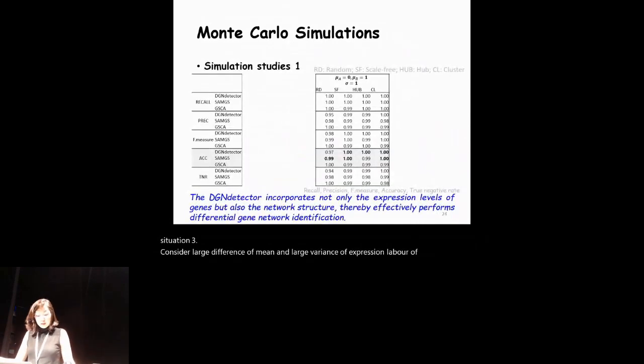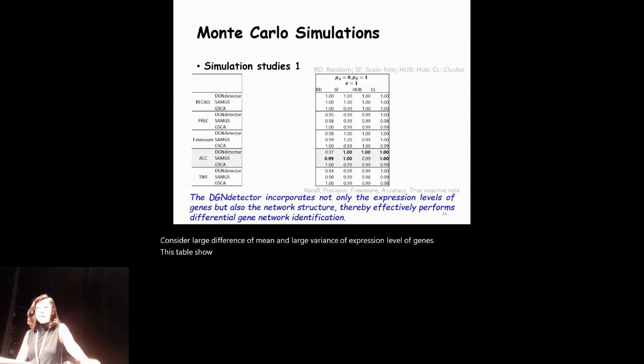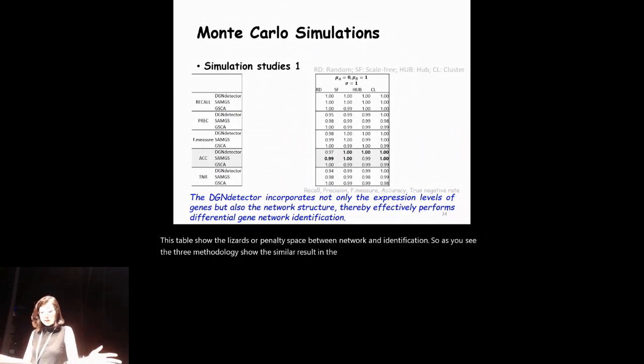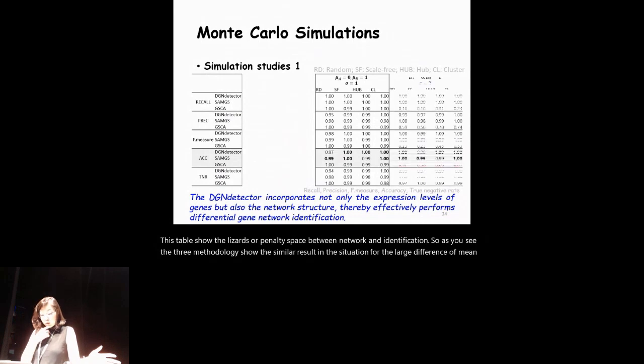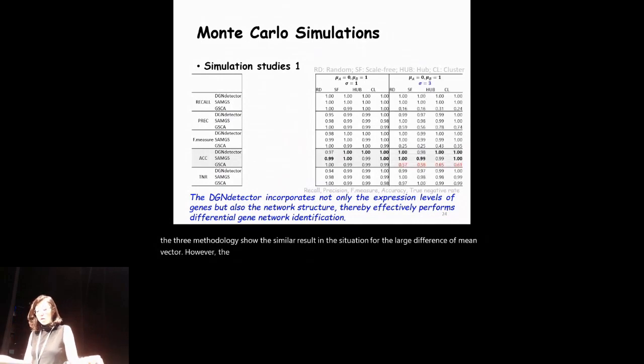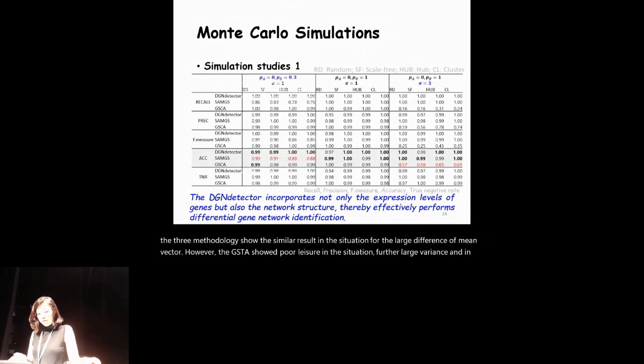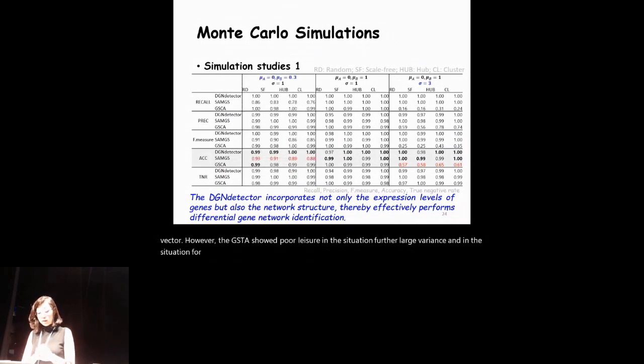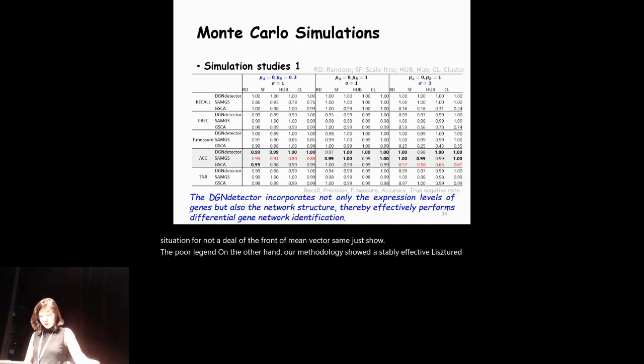This table shows the result of phenotype-specific gene network identification. As you see, the 3 methodologies show similar results in the situation of a large difference of mean vector. However, GSCA showed poor results in the situation of large variance. And in the situation of not a great difference of mean vector, the same method showed poor results. On the other hand, our methodology showed stably effective results in all situations.